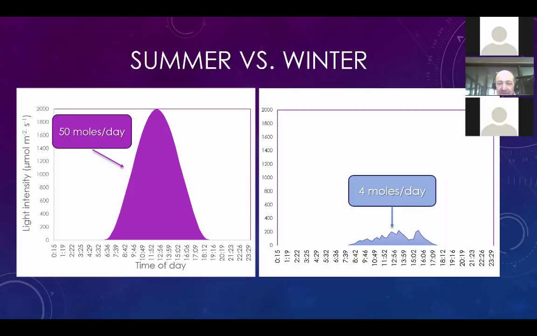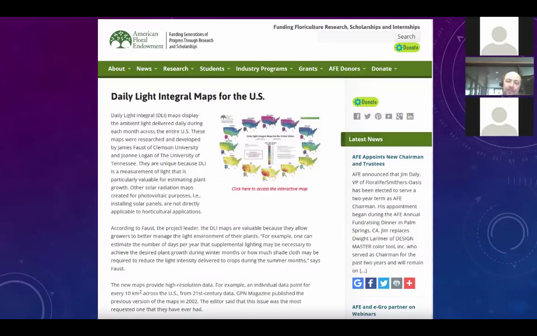The sun's constantly changing throughout the day, but that area under the curve is obviously much less, and that adds up to 4 moles per day in that particular example. So obviously that's a pretty low light day. And you can see how DLI communicates that quite nicely. So that's the background on DLI.